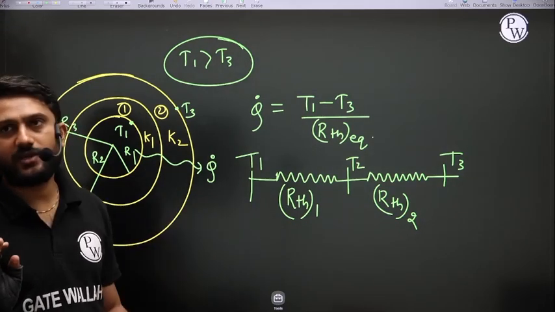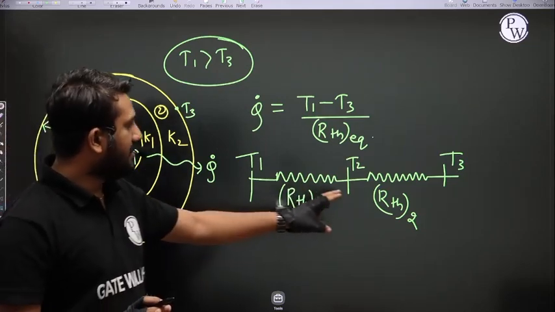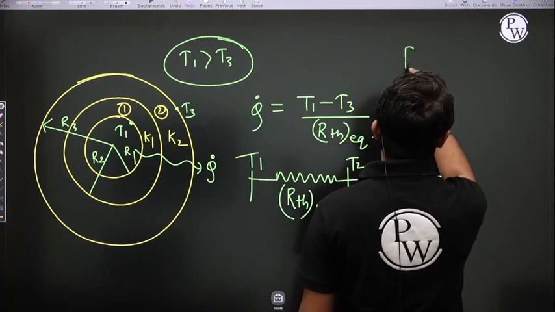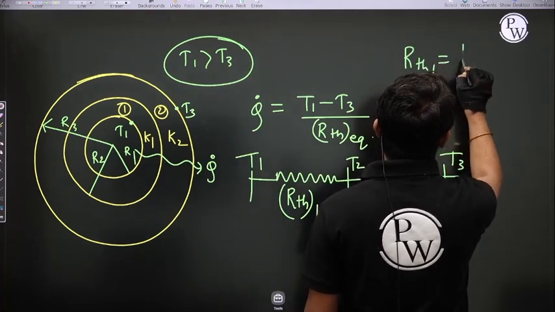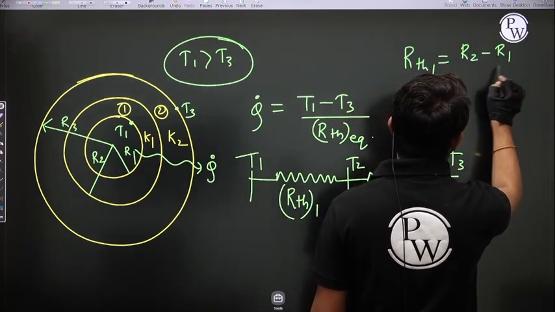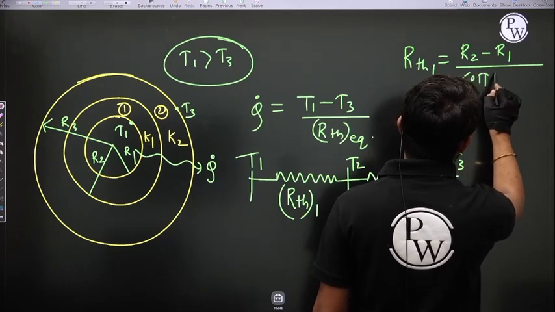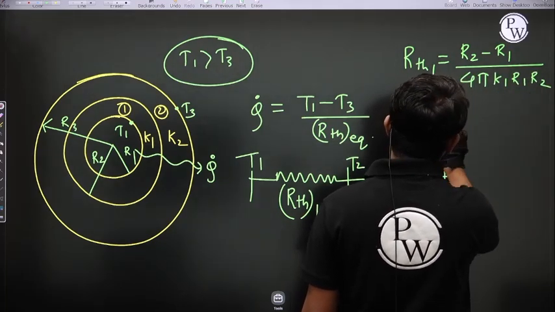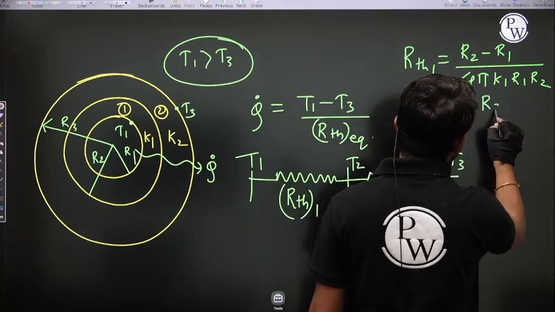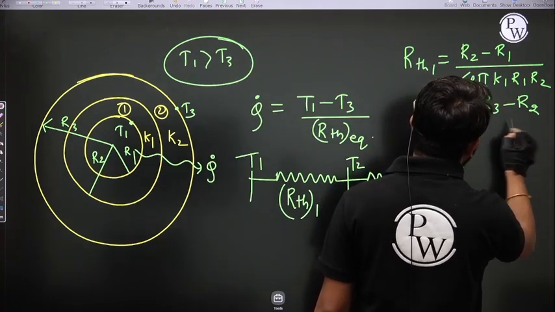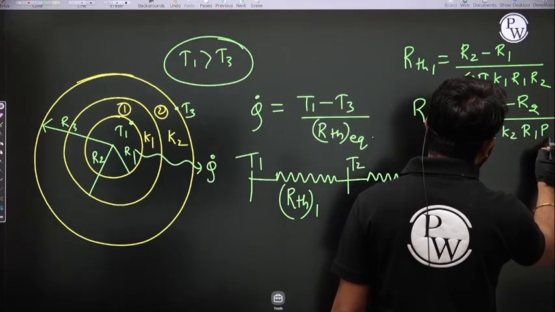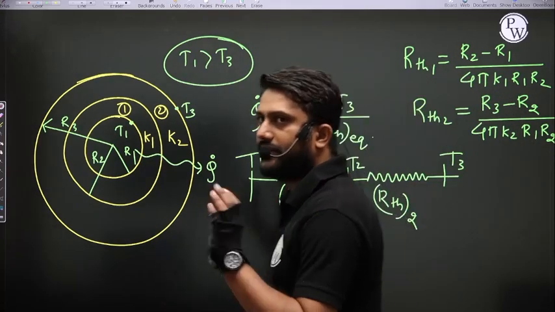So this is the case of the composite sphere. The only difference is the expression of the thermal resistance. Here R_TH1 is (R2 minus R1) divided by 4 pi K1 R1 R2. And what is R_TH2? R_TH2 is (R3 minus R2) divided by 4 pi K2 R2 R3. This is the only difference.